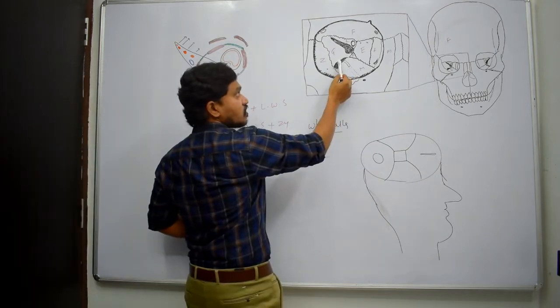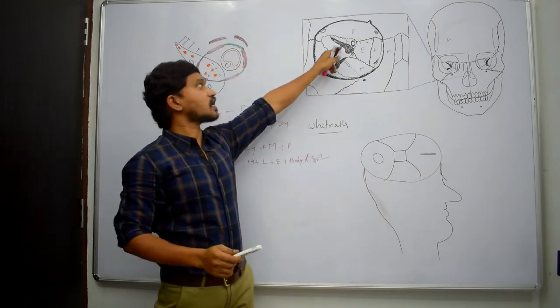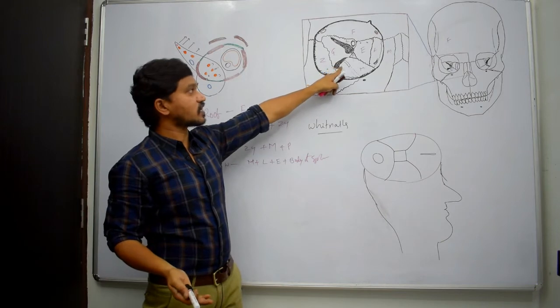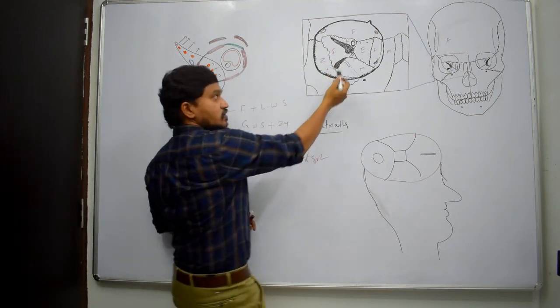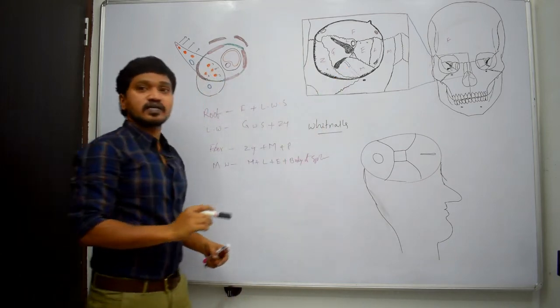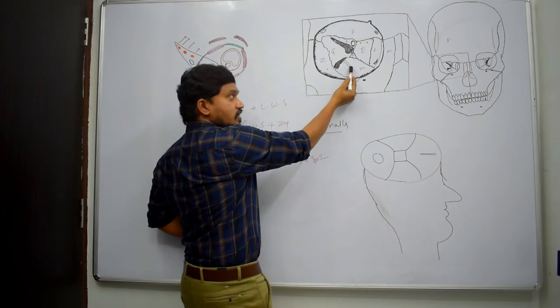Here you can see one more fissure like this. What is this fissure? If it is superior orbital fissure, this is inferior orbital fissure. That's it. And you can see one groove here. This groove we are calling infraorbital groove. That infraorbital groove continues as canal.